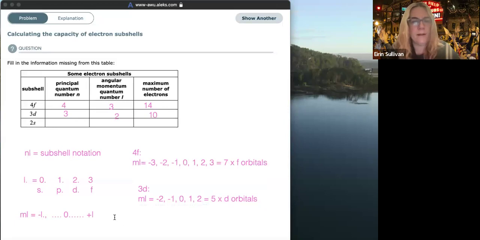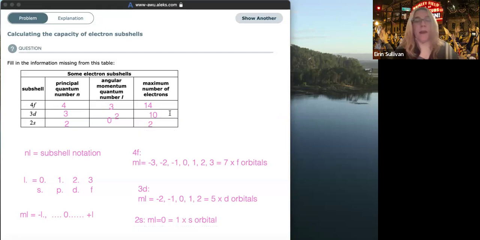All right, and then finally the 2s. So n equals 2. The s designation tells us l equals 0. So the only possible value of ml is 0, going from minus l to plus l. So there is 1 s orbital. Same goes if it's 1s, 2s, 3s, 4s and so on. So one single s orbital can hold up to 2 electrons.